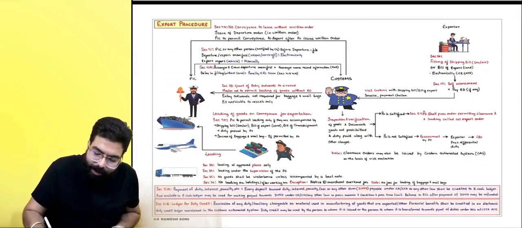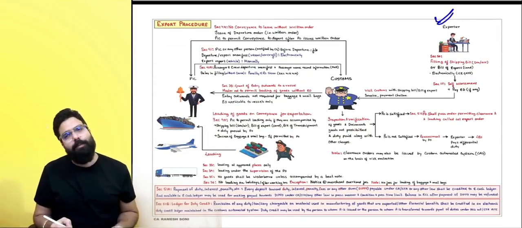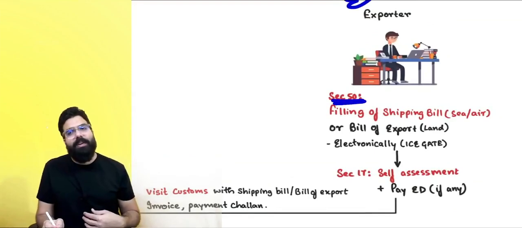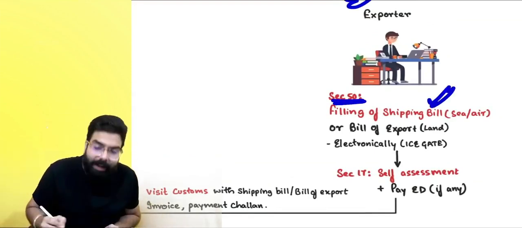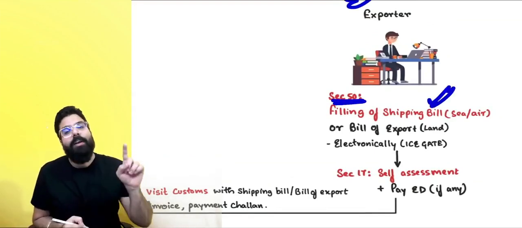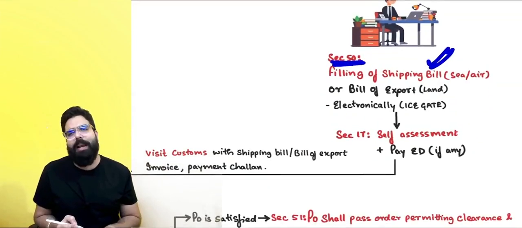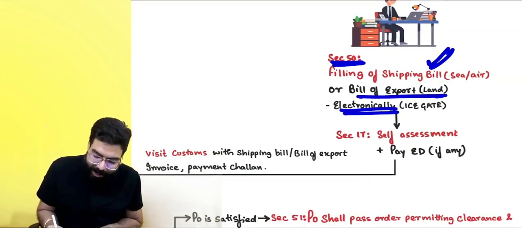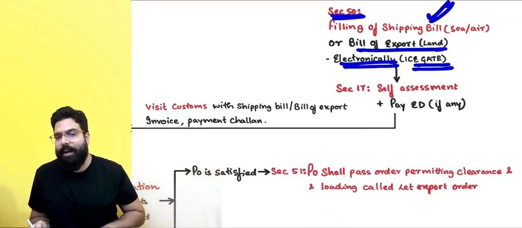The next is export procedure. What happens in export, sir? The exporter will first of all, under section number 50, file a shipping bill in case of sea or air export. Sir, if he wants to export by land, he has to file a bill of export. It is to be filed electronically on the ICEGATE website.